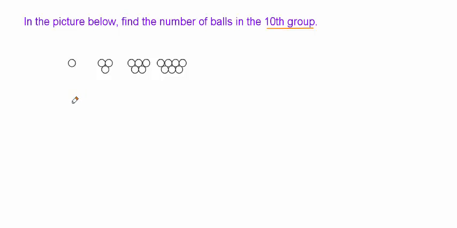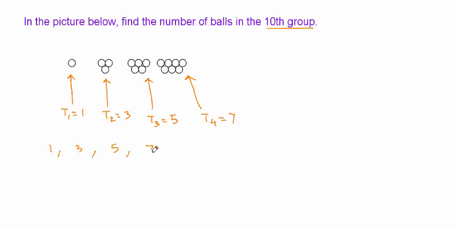So I'm going to go ahead and say that the first term, T1, is equal to 1. The second term in this sequence, T2, is equal to 3. The third term, T3, is equal to, if you count the number of balls on this one, 5. And the fourth term, T4, is equal to 7, and so on. If you write these numbers down, 1, then 3, then 5, then 7, do you see a pattern? Do you see a rule? Yes. It's about adding 2 to each number to get the next number.